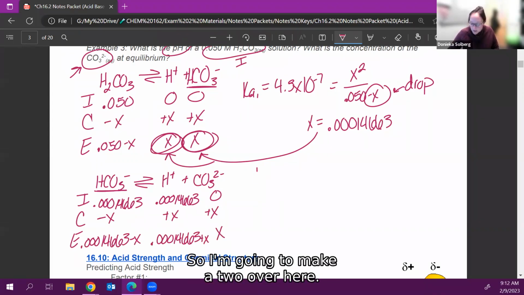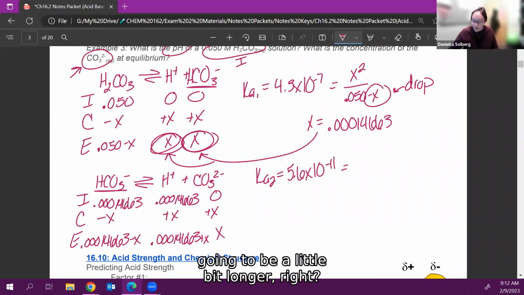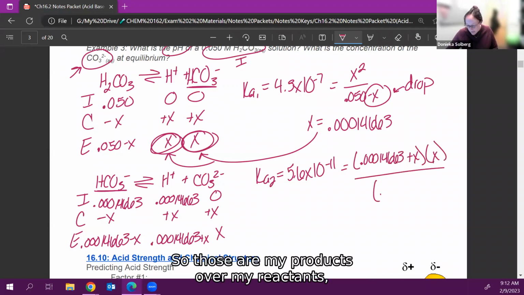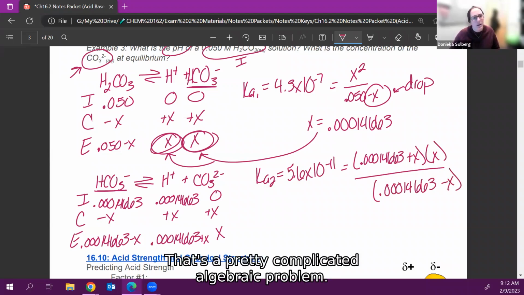All right, so I'm going to do my Ka2 over here. Ka2, I told you, was 5.6 times 10 to the negative 11th. This one's going to be a little bit longer, right? Products over reactants. So 0.000146663 plus X times X, those are my products, over my reactants, 0.000146663 minus X. Ooh, that's a pretty complicated algebraic problem.